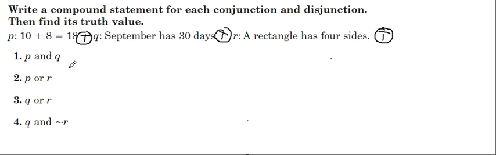Number 1 says P and Q. Okay, well basically we write those two statements together. We say 10 plus 8 equals 18, and the word and, September has 30 days. I'll just abbreviate some of these.